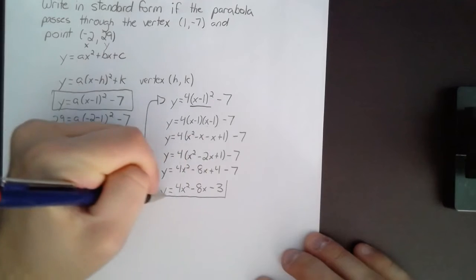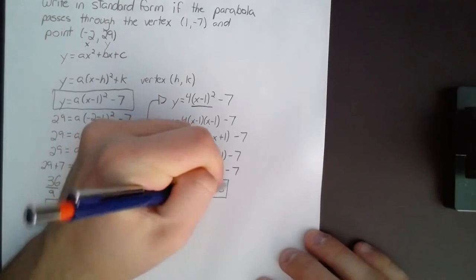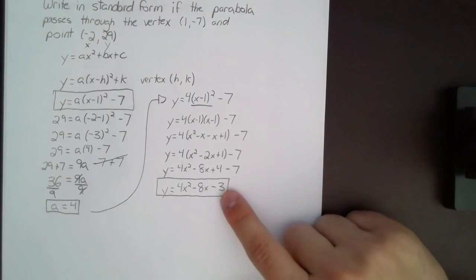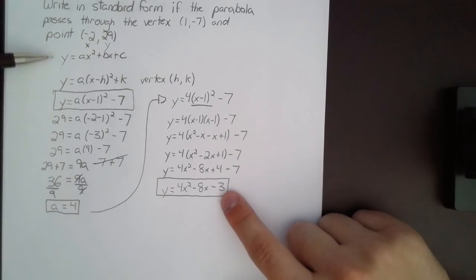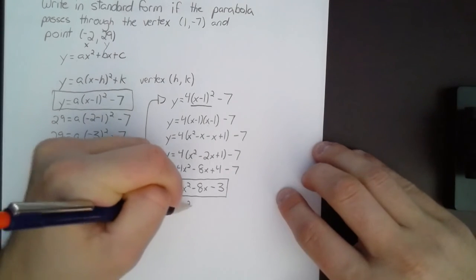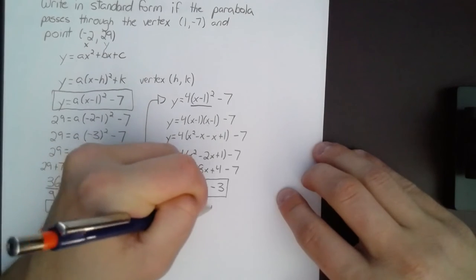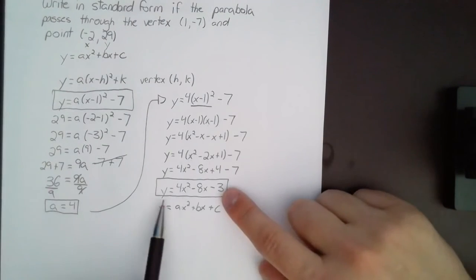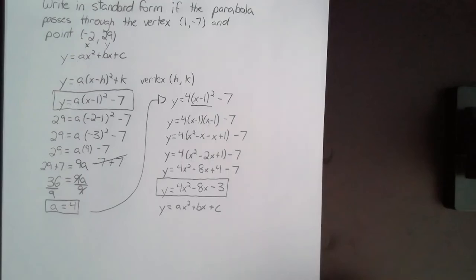So what I've done by foiling those two brackets is I've now created an equation in standard form, right? It follows ax squared plus bx plus c. So this is my equation here in standard form.